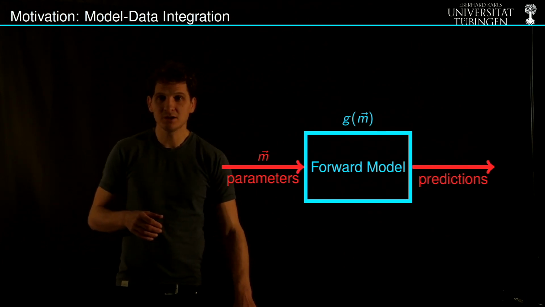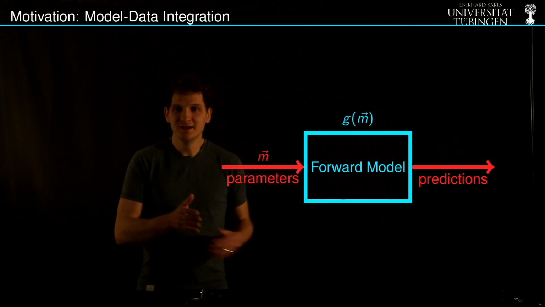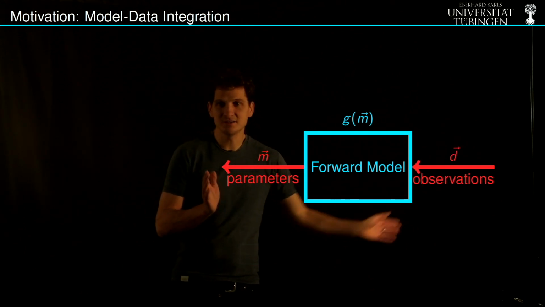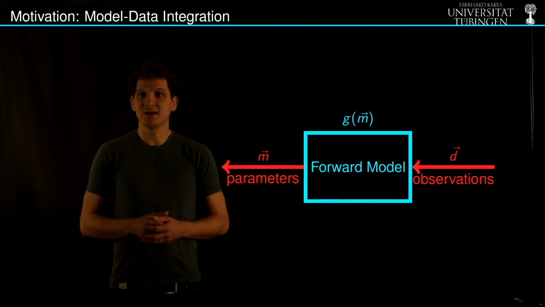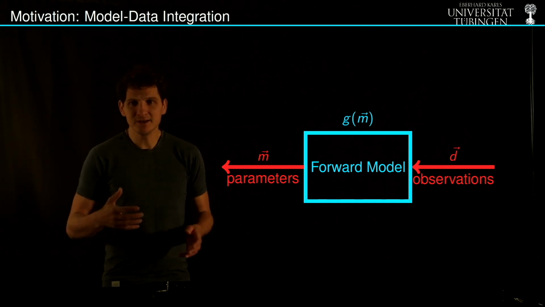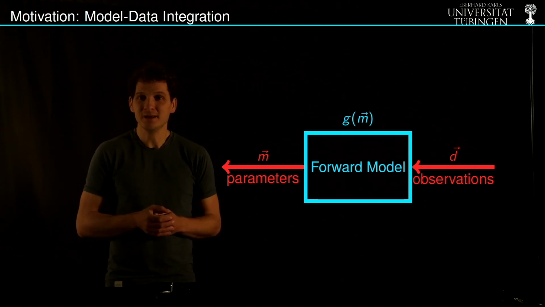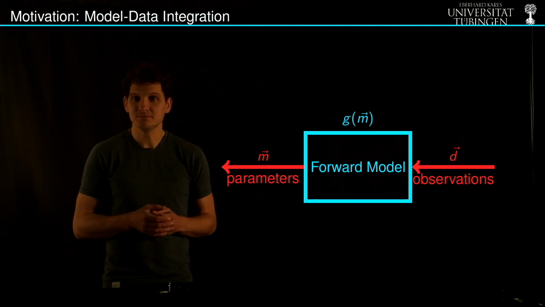And we will call the way from left to right the forward modeling way. And if we go from right to left, we'll call this the inverse way. And typically the inverse way is harder than the forward way. So let's look at some examples.